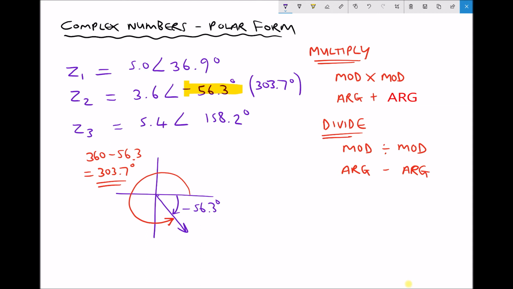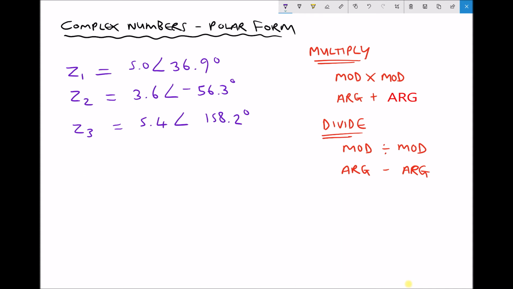But let's work with what we had originally, an argument of minus 56.3, and perform some basic operations. First of all, let's do Z1 times Z2. We've already said that in order to find the modulus, or the magnitude, of Z1 times Z2, all we need to do is multiply the two individual moduluses together. So in this case it would be 5.0 for Z1 times 3.6 for Z2, and that gives us a new modulus of Z1 times Z2 of exactly 18.0.